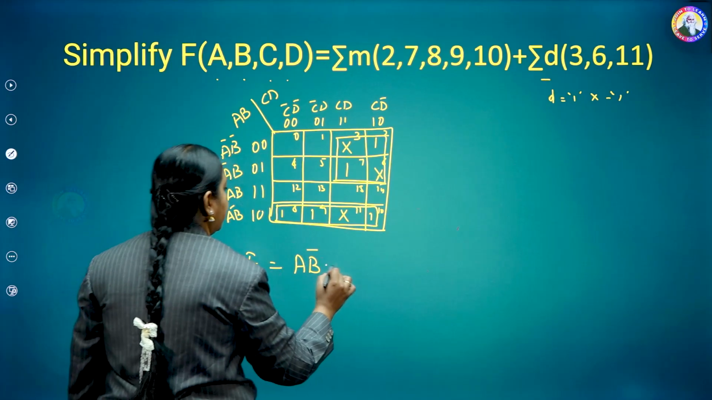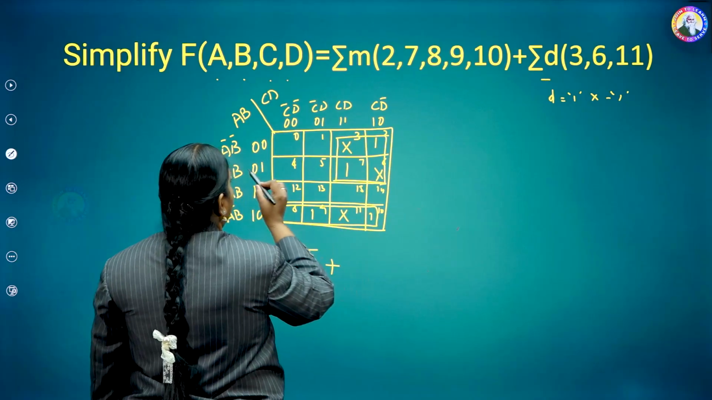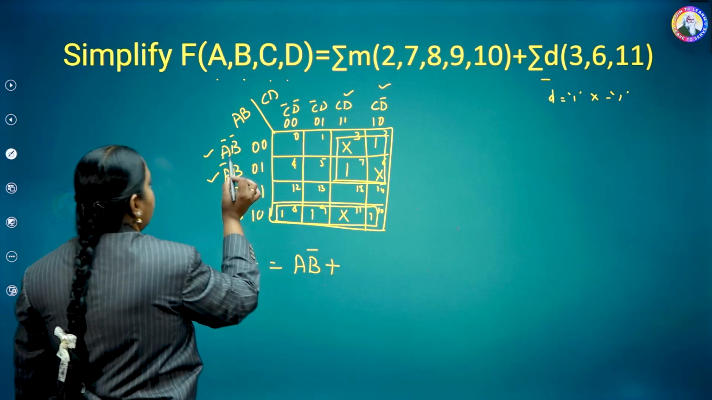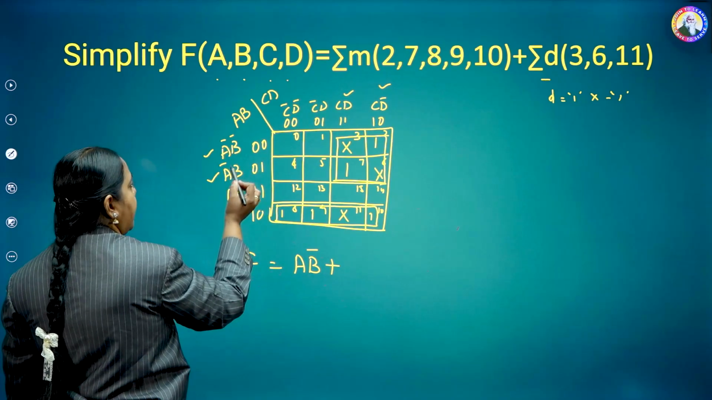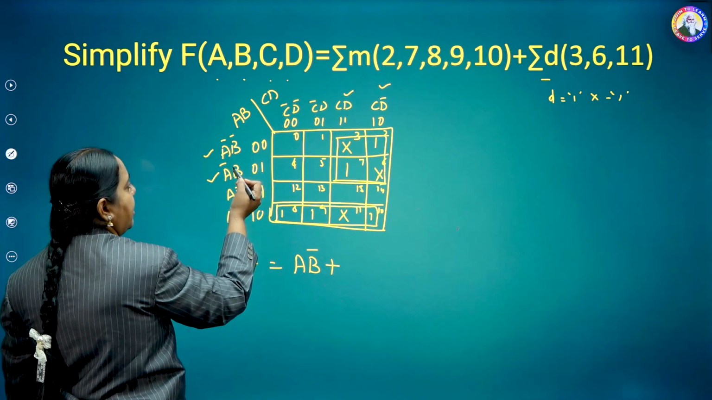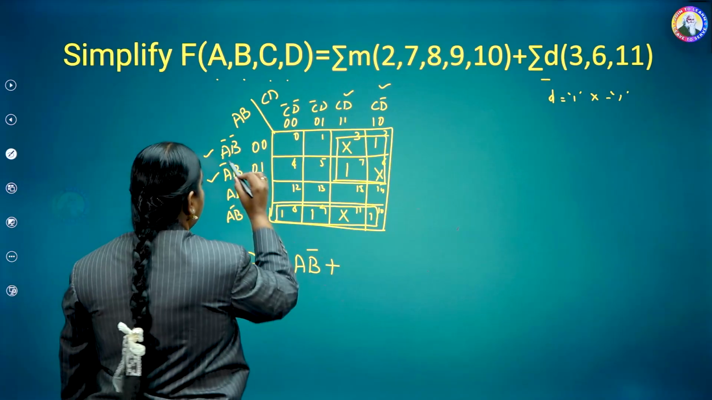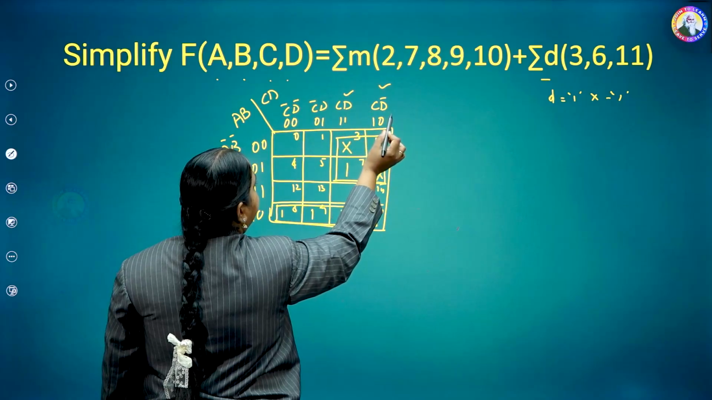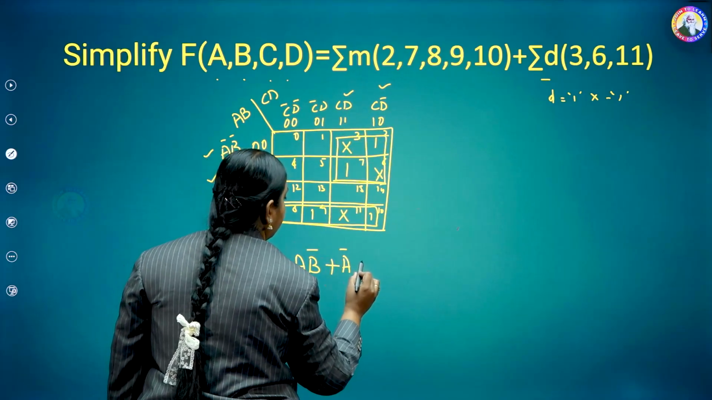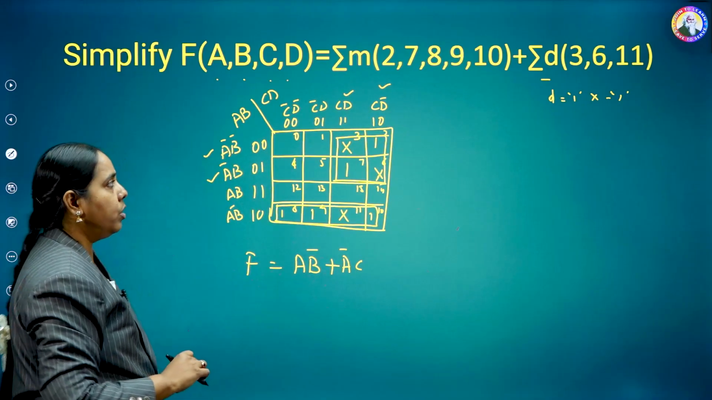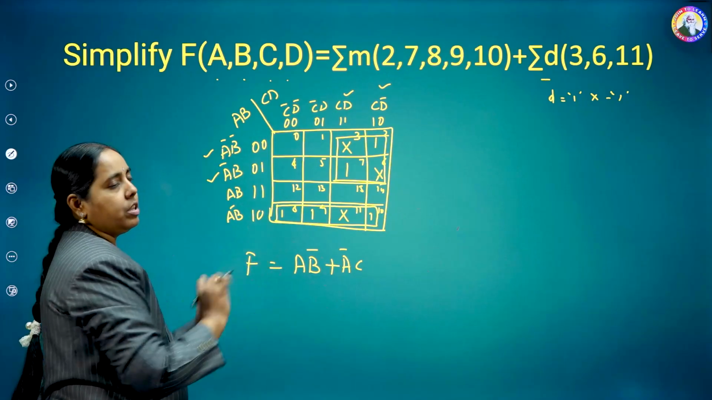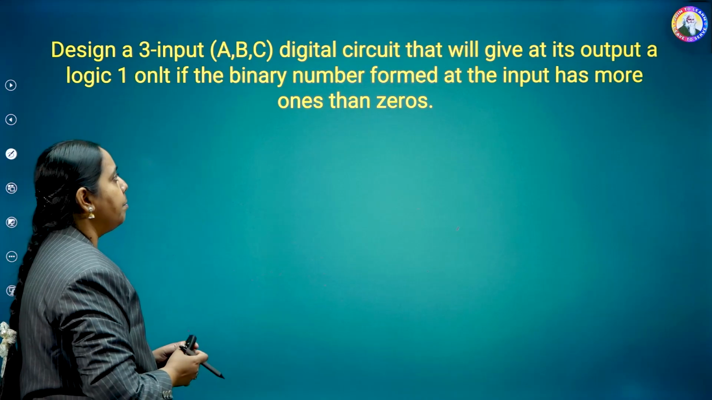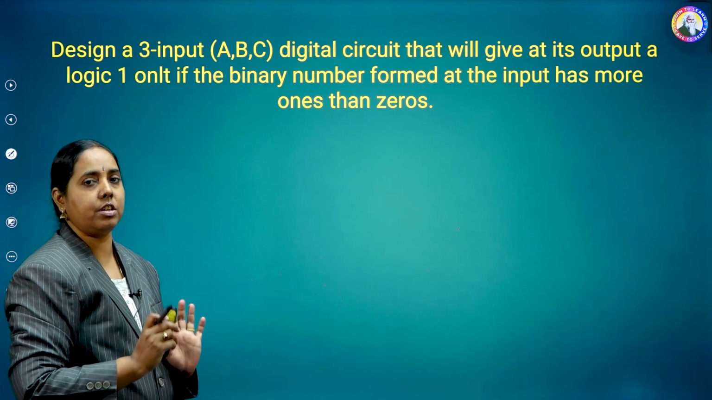Right. Next, coming to this square. These 2 terms and these 2 terms I need to verify. Here the common term is A bar, and B bar is the different term. So the common term is A bar. Again here, C D bar, so D bar is different. So A bar C. In this way we will solve by using don't cares. Next is one example in order to design a combinational circuit.